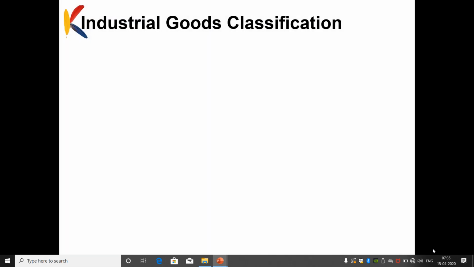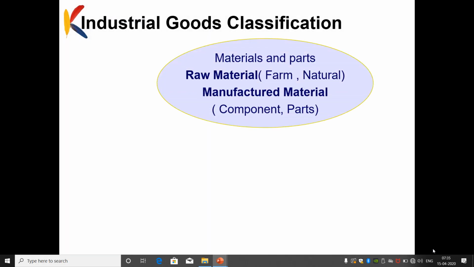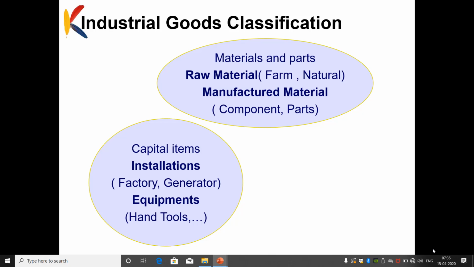There are also some industrial goods. One is basic materials and parts. In that there are raw materials, which you can directly procure from farms or nature, like mines and all those industries. All kinds of bauxite and such products may be termed raw material. Then there are manufactured materials or components which are required in other goods to give the form of a finished product, for example a crankshaft or engines that might be required for other products, right?